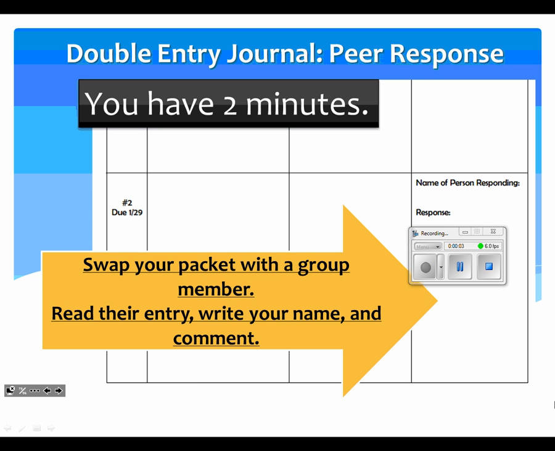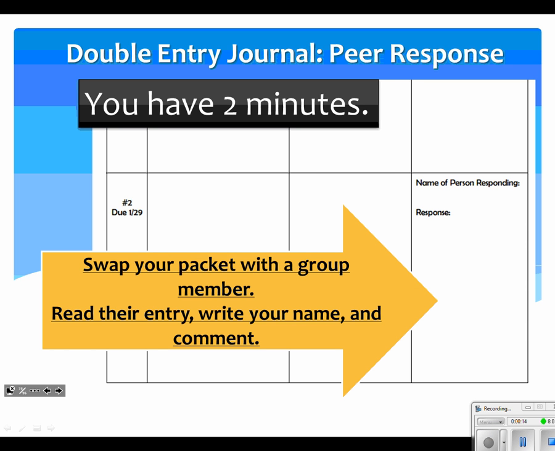Okay, we're going to open up today with first getting your peer response of your double entry journal for section 2 taken care of. So remember, within your group, you want to take that form and pass it in a big circle, and make sure to read what exactly your group member wrote down, write your name, and respond or comment in regards to what they wrote. I'm going to give you 2 minutes to take care of this. All right, go ahead, pass those packets around within your group, and make them a response with their comment that they wrote.